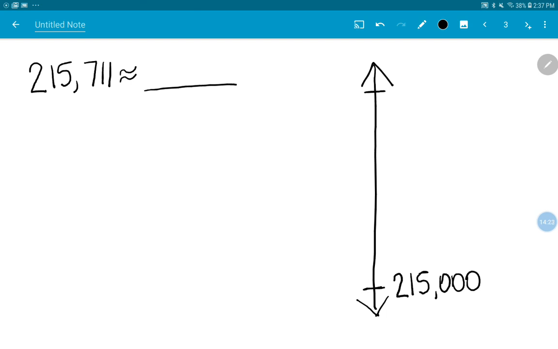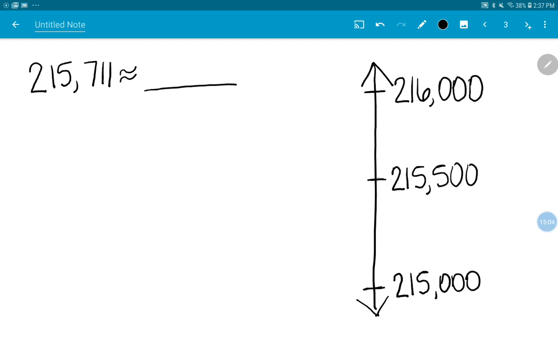What's 1,000 more? 216,000. It's really important that you pay attention to which place value you're rounding to. All right, what's the midpoint or halfway in between 215,000 and 216,000? 215,500. Yeah, my 215 is going to stay the same. That 215,000 stays the same. And then halfway between would be 500. All right.